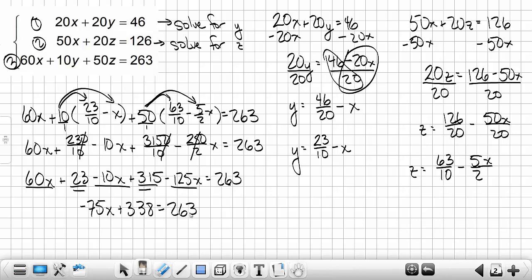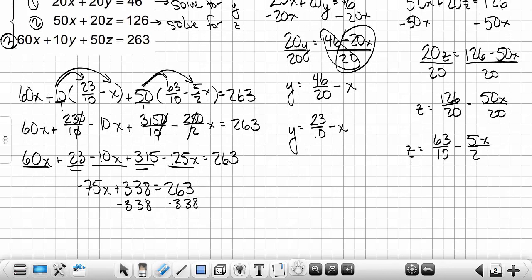Subtract 338 from both sides. We're going to get negative 75. So I'm going to scroll this up a bit, just so I can fit it. Negative 75, x equals negative 75. Divide both sides by negative 75, and x is 1.